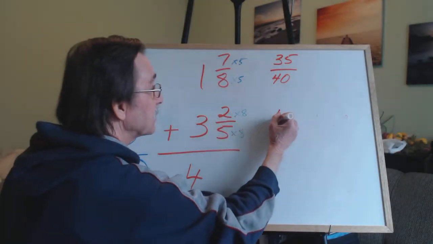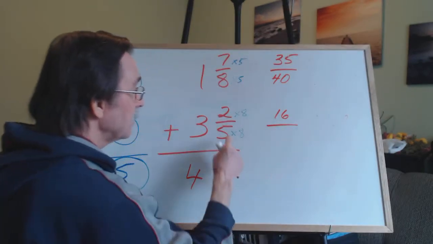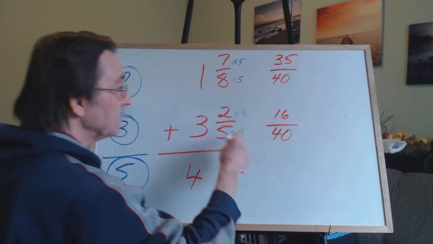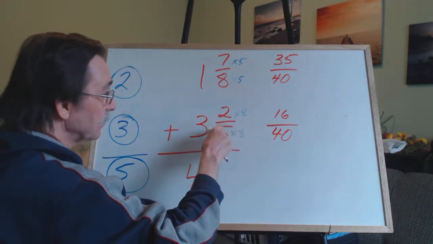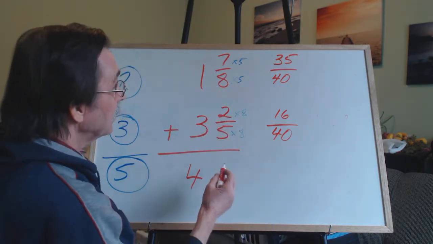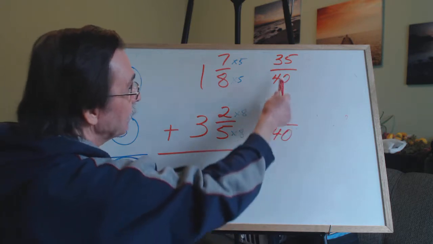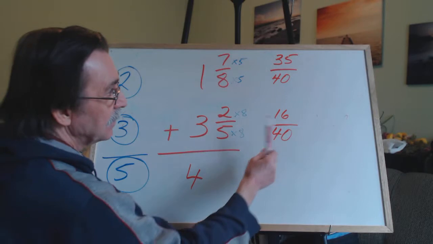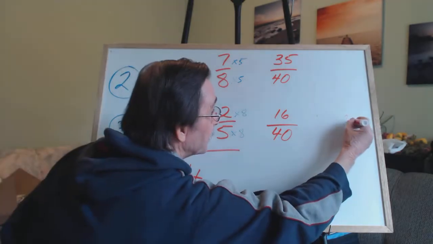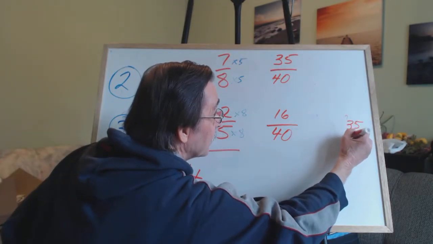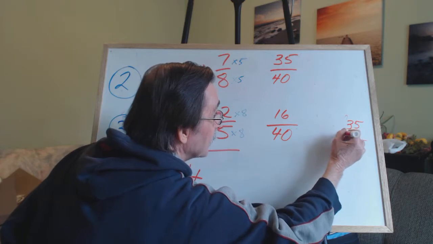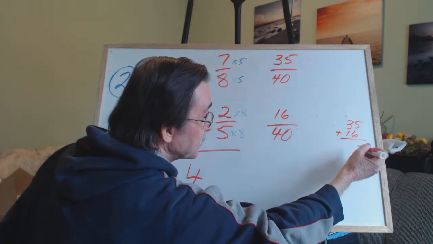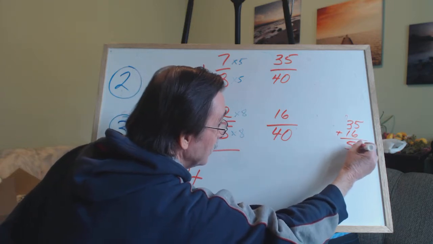2 times 8 is 16. 5 times 8 is 40 again. That's what we wanted. That's the whole reason for sharing the denominators. And so what do we have? We have 35 40ths plus 16 40ths. If you have to go over to the side and do it, that's fine with me. Nobody's trying to show off here at all. So 35 plus 16 is going to be 51.